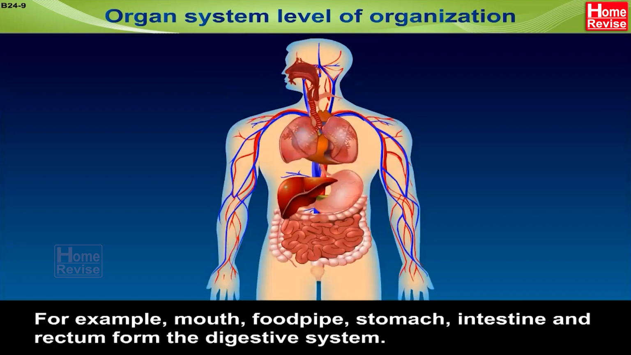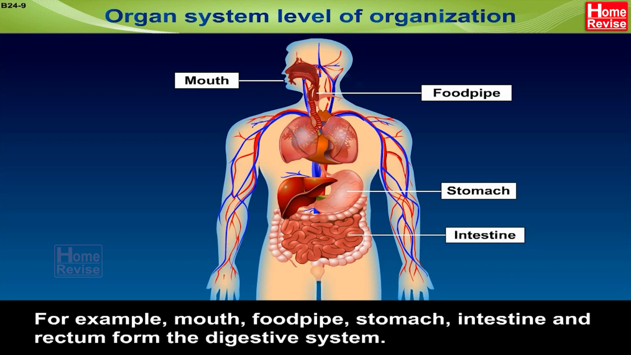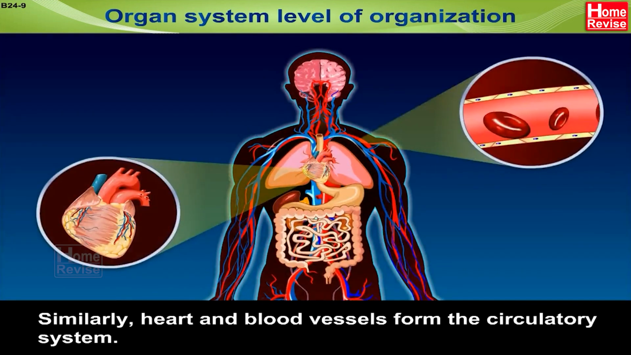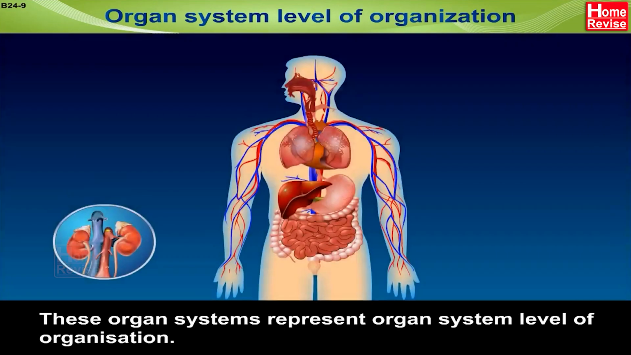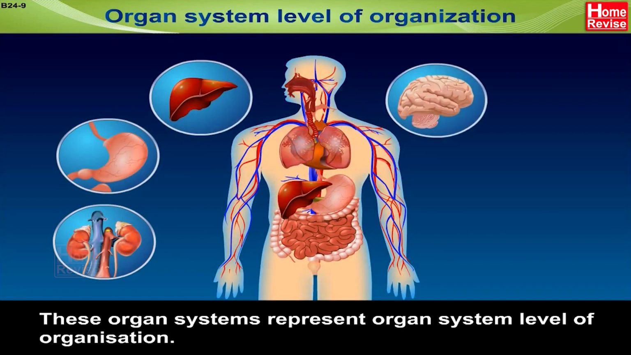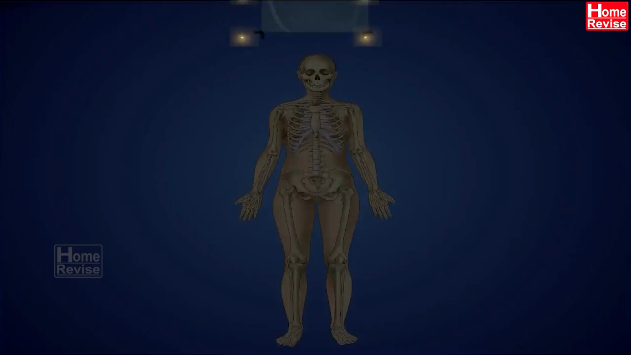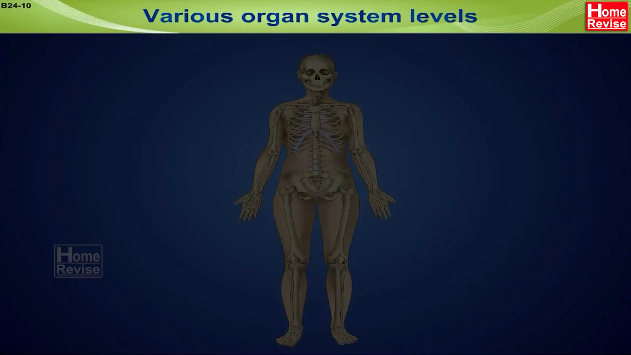For example, mouth, food pipe, stomach, intestine, and rectum form the digestive system. Similarly, heart and blood vessels form the circulatory system. These organ systems represent organ system level of organization. Various organ system levels.